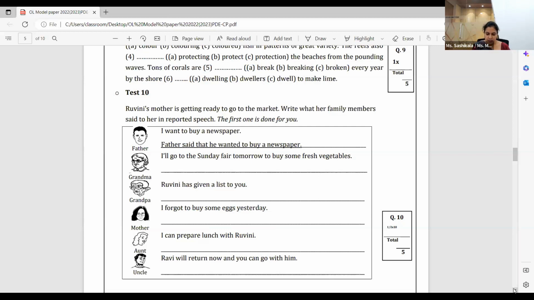Uncle said that Ravi would return. Ravi would return. Now becomes then. Would return then. And she could go with him. You can go with him, she can go with him. And also you can write, you can go with Ravi if you like, because him doesn't change in that sentence. Right. Shall I read the sentences once again?